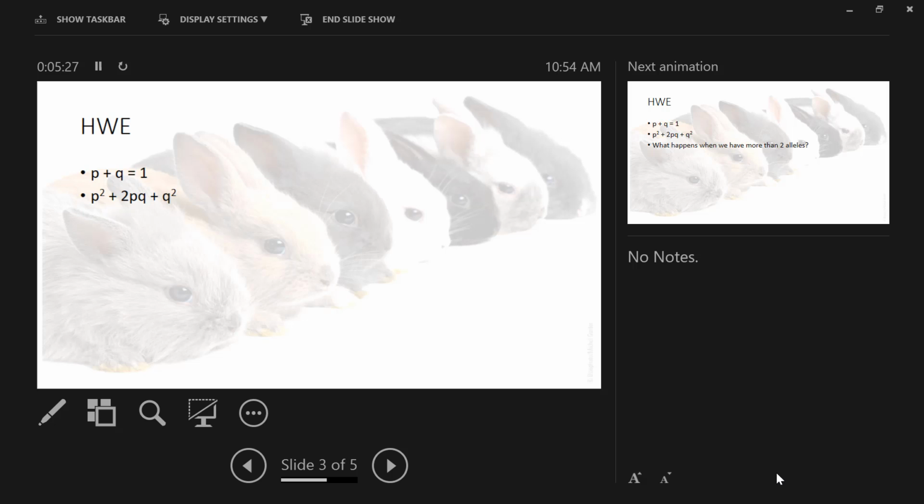Because if our population is in Hardy-Weinberg equilibrium, the proportion of individuals that are homozygous dominant better equal p squared. If it doesn't, then our population is not in Hardy-Weinberg equilibrium. Or, if our population is in Hardy-Weinberg equilibrium, the frequency of heterozygous individuals better equal 2 times p times q, or again, our population is not in Hardy-Weinberg equilibrium.